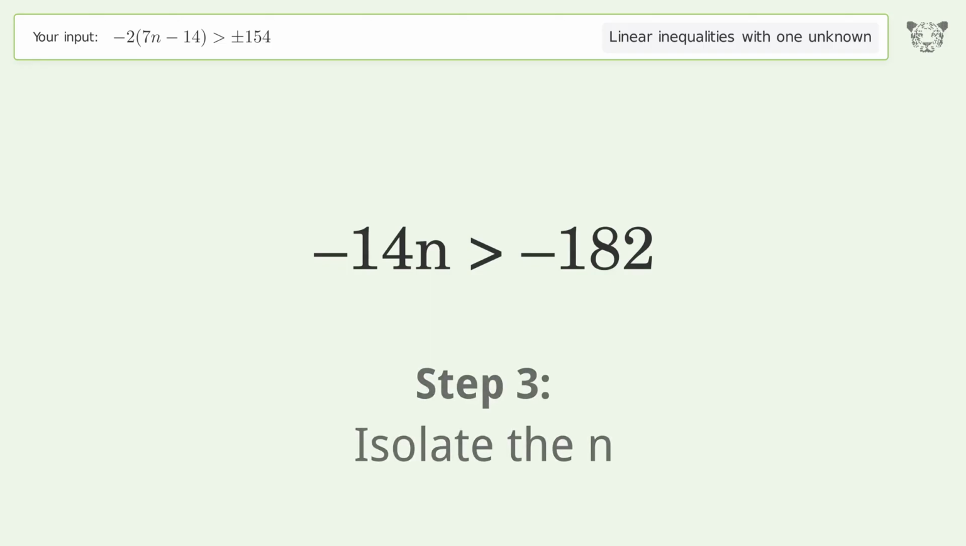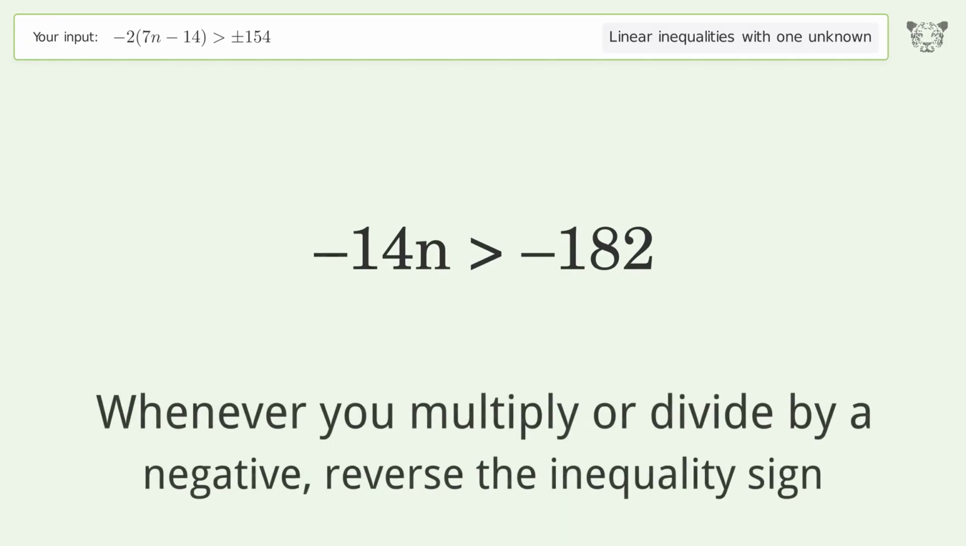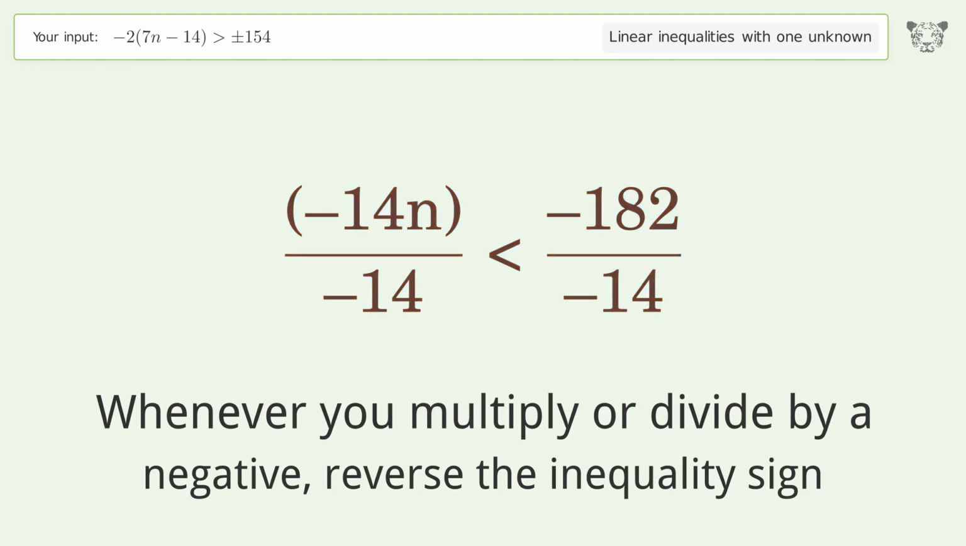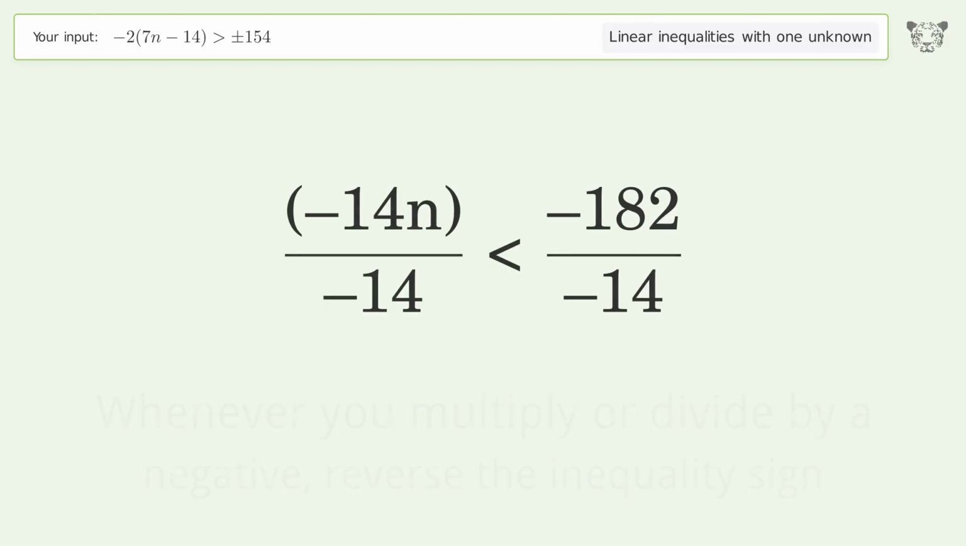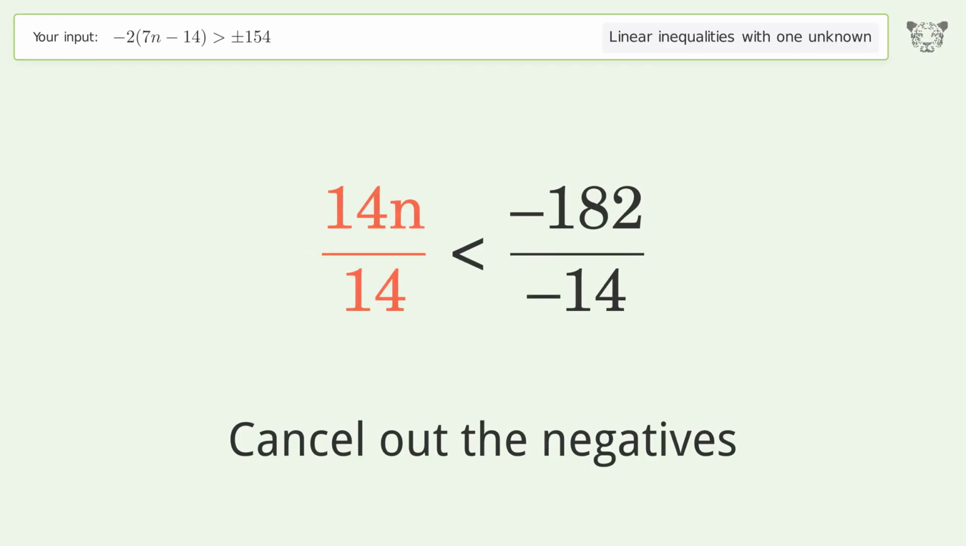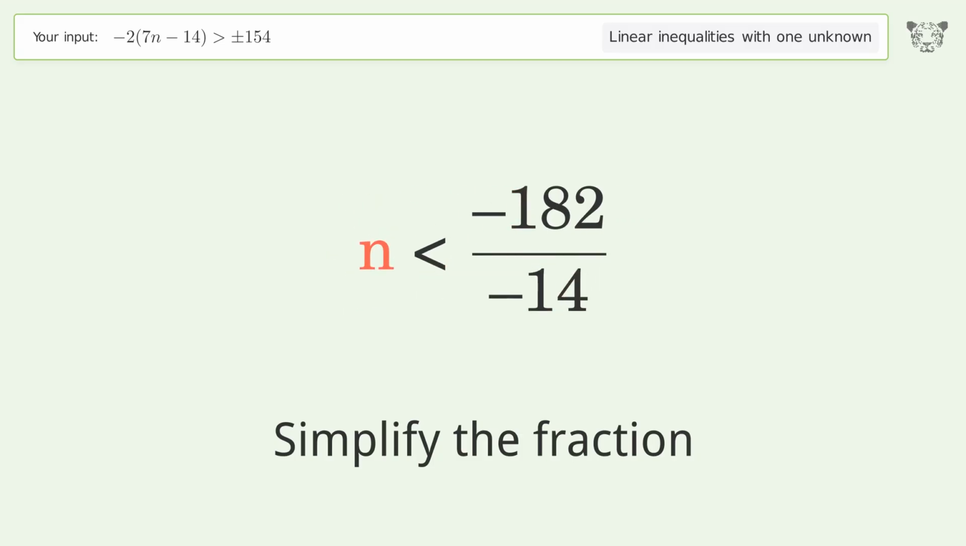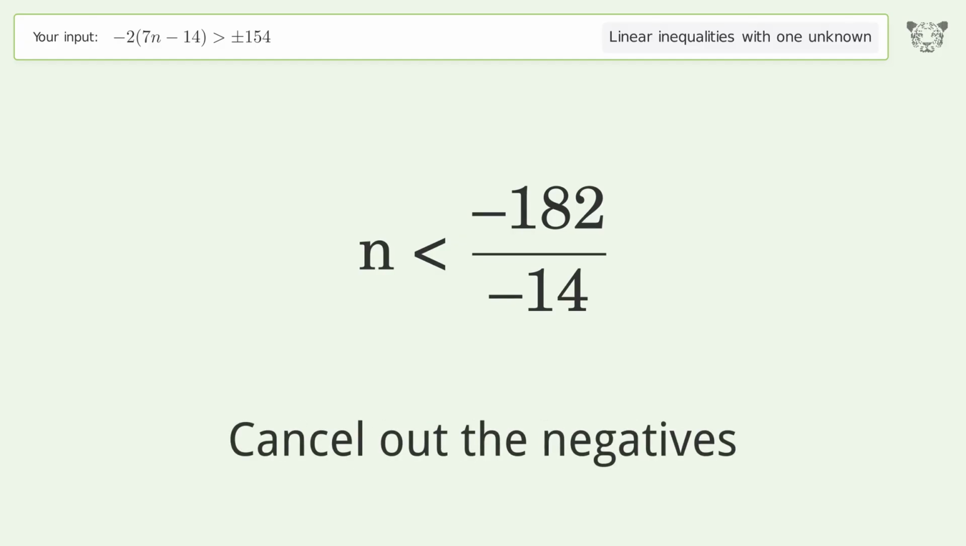Isolate the n. Divide both sides by -14. Whenever you multiply or divide by a negative, reverse the inequality sign. Cancel out the negatives. Simplify the fraction. Cancel out the negatives.